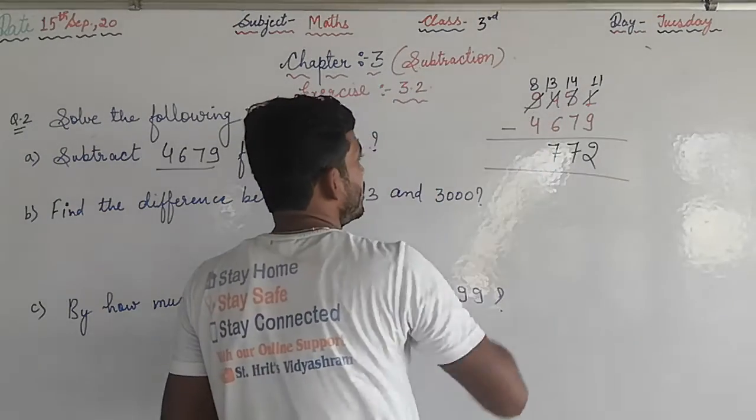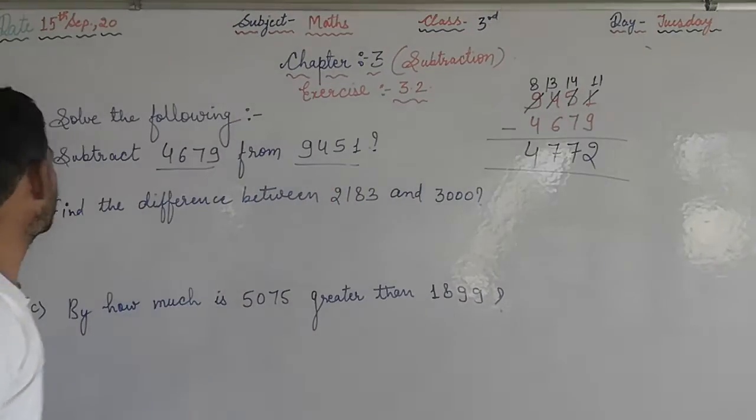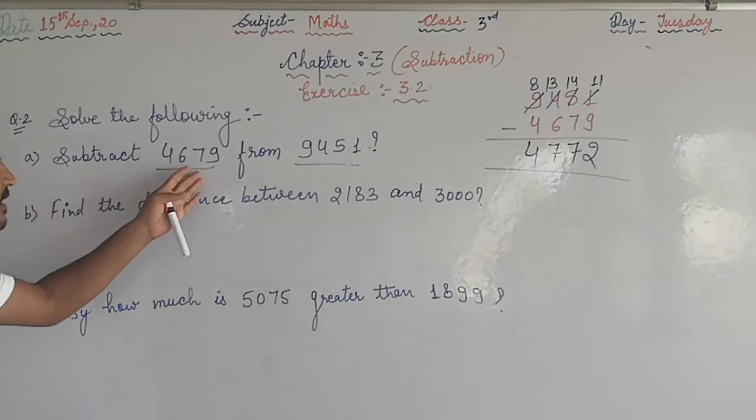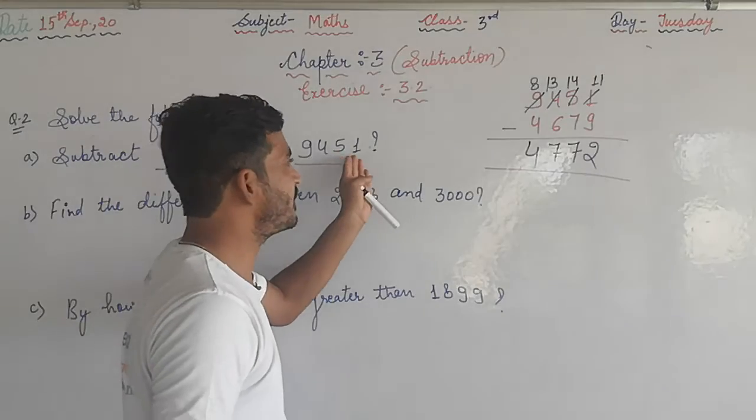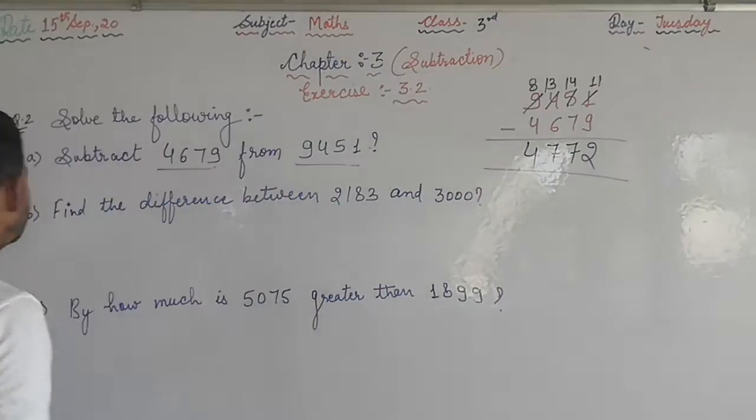Now see the next number. You have to subtract 4 from 8. What's your result? 4. When you subtract 4679 from 9451, the result is 4772.